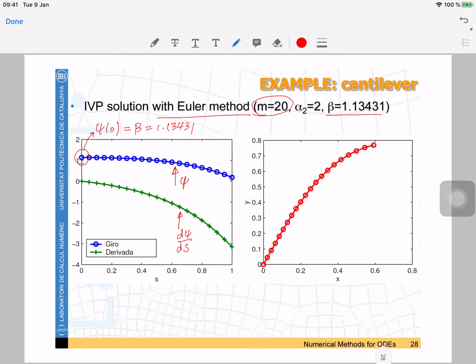Here also we have another initial condition for the derivative at point 0, which is 0. Okay, so basically this beta and 0 are the initial conditions that you can see that we satisfy from the solution. So here in this graph we see the deformation by solving additional first order ODEs for y and x, and basically it shows the deformation of the beam.